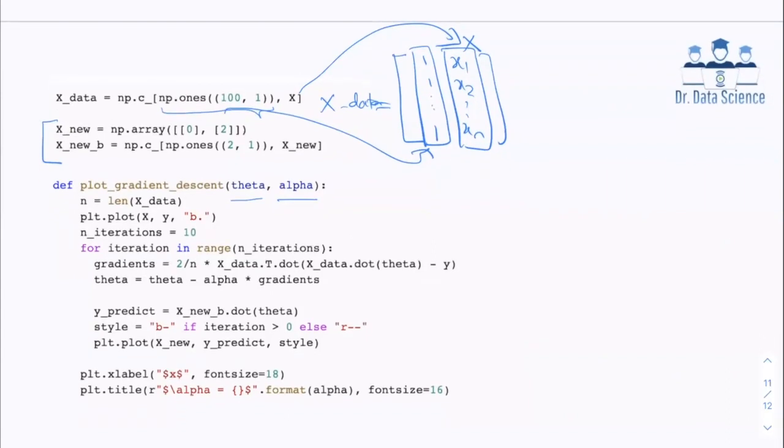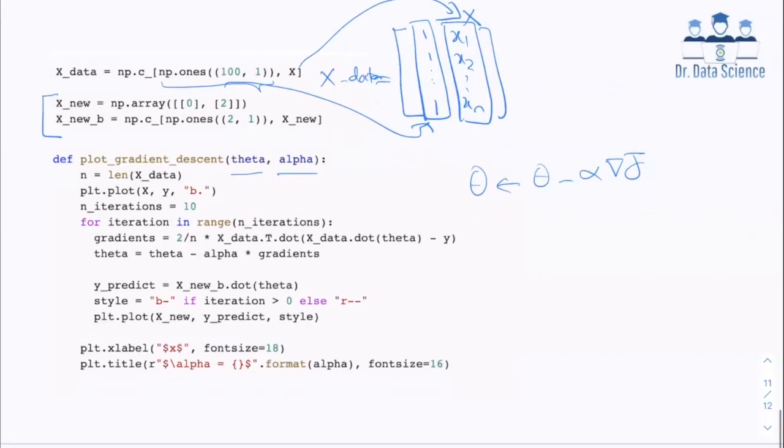And then we only use 10 iterations of gradient descent, meaning that we are going to update theta 10 times using this for loop. And in each loop, we find the gradient. That's this equation here. We have 2 over n x transpose times x theta minus y. That's the same equation that we just found. And then we implement the update rule, which is theta minus alpha times the gradient.